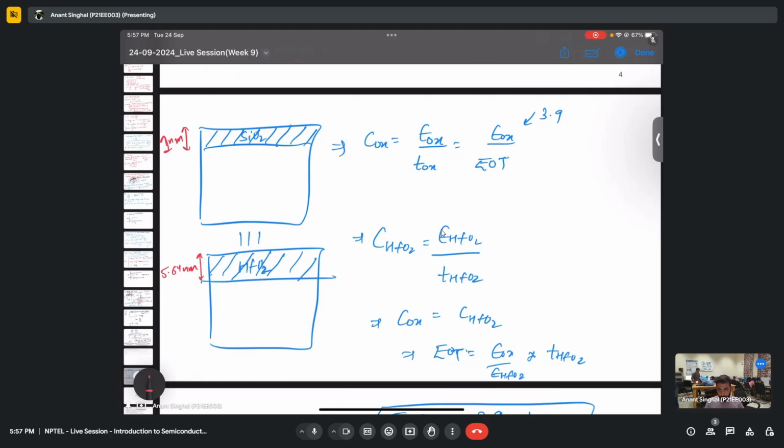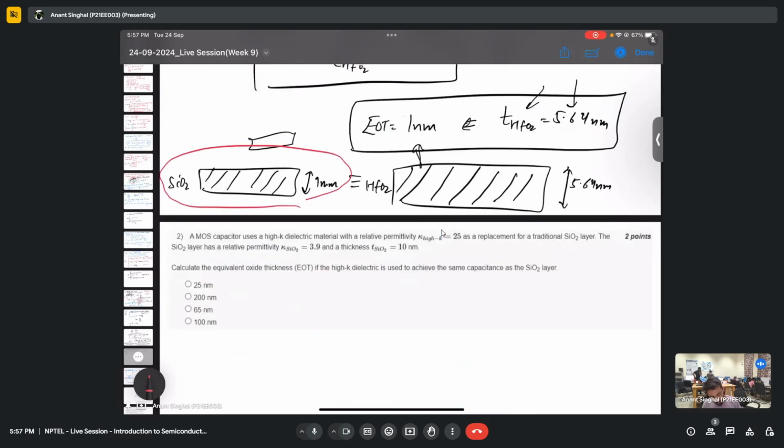Make sense? Yes, sir. So that 1 nanometer of SiO2 is basically equal to 5.6 nanometer of HFO2. During the fabrication, we need to have a thicker layer of HFO2. Is it clear? Yes, sir. Okay, so if it is clear, then you can try this numerical.